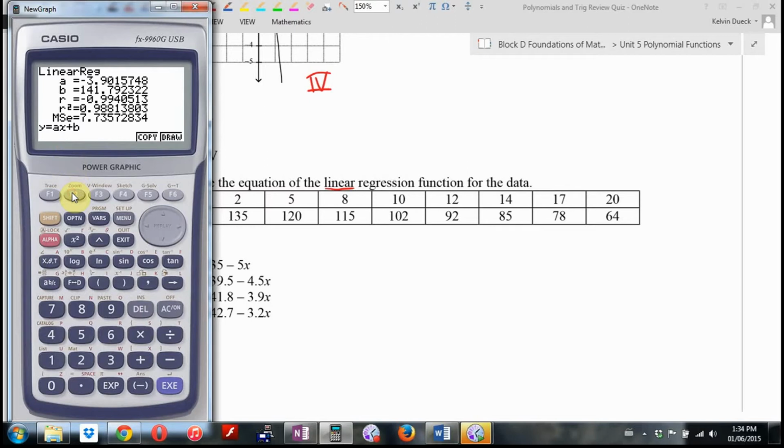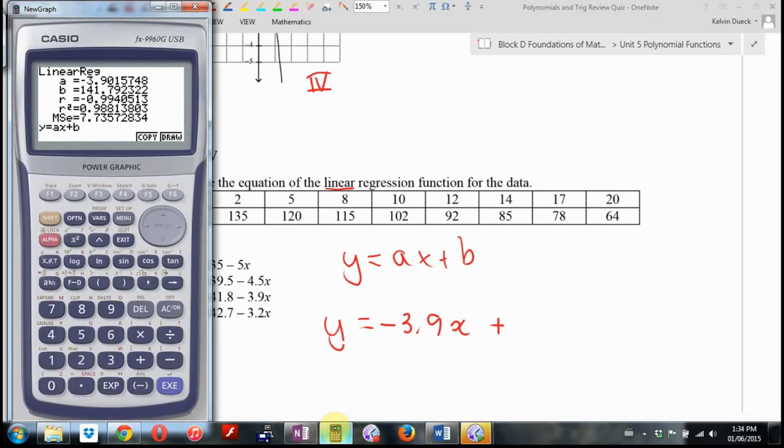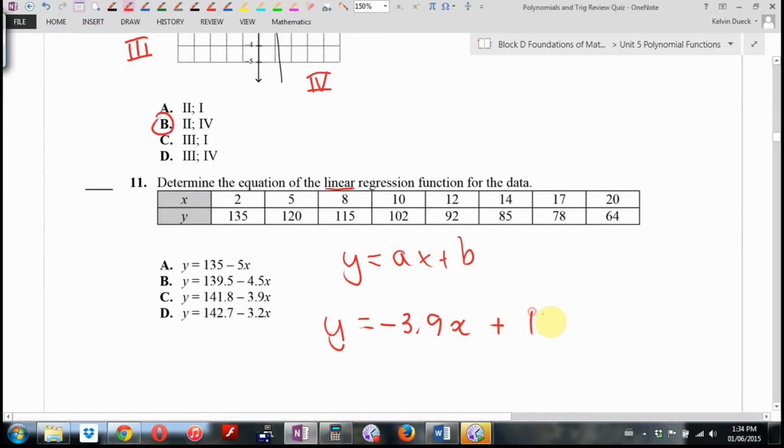So as a linear equation in the form y equals ax plus b with a 0.99 r value, which means we're pretty good, the equation is going to look like this. Y equals ax plus b. Y equals, what's a? Negative 3.9 x plus, what's b? 141.8. Oh, they were a little sneaky. They changed the order, but it is C.